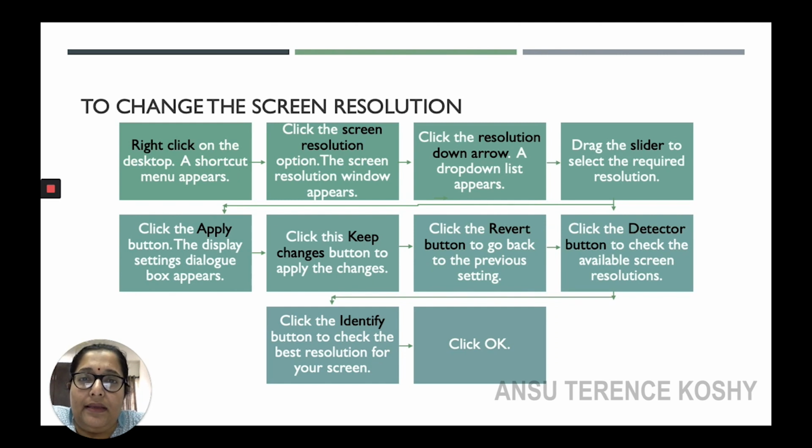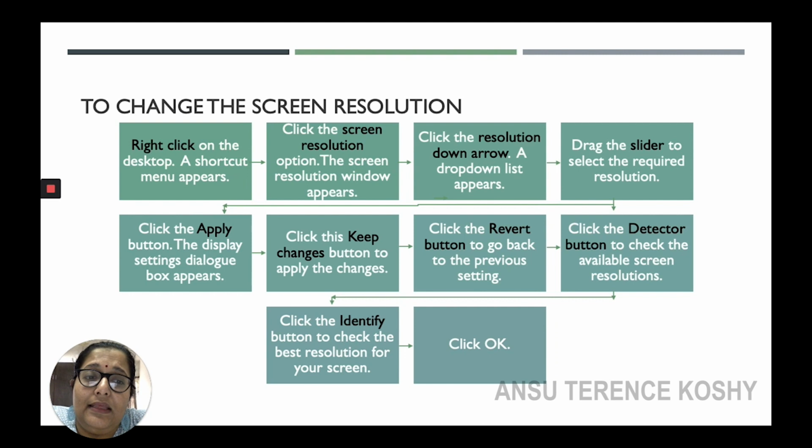Once you apply, on the side of the window you can see a small picture of what you have done. And if you want to make the changes, you need to press the keep changes button. If you're satisfied with the work that you have done, press the keep changes button. If you didn't like it, and you liked the previous resolution that was already there, then you have to click on the revert button.